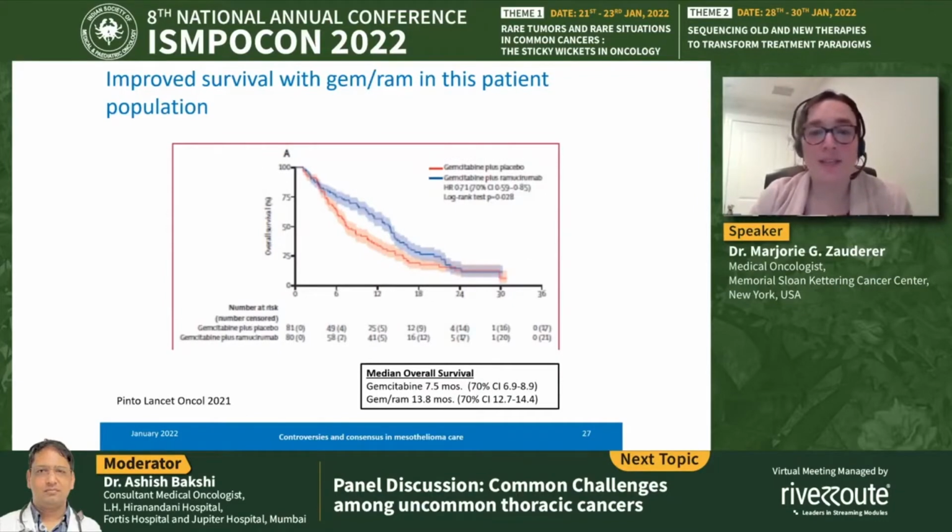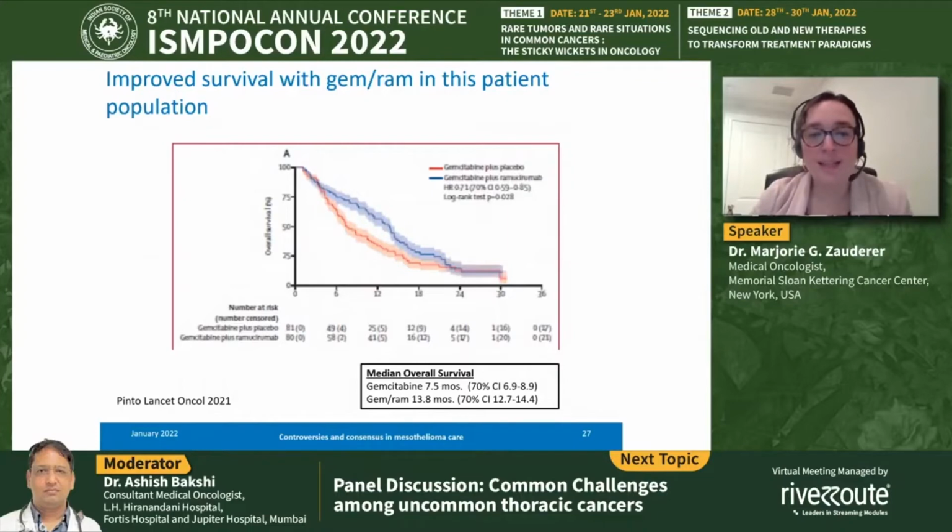Personally, I consider this data compelling, and in a patient in whom I would be considering gemcitabine, especially if they haven't received a prior anti-angiogenic agent, I would definitely consider the addition of ramucirumab. But it's hard to quantify what that value and what that improvement will be for any particular patient.